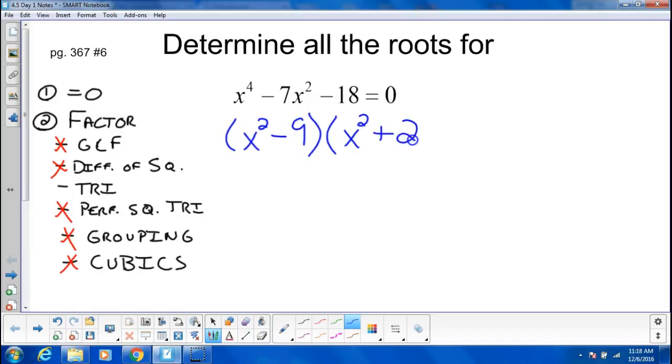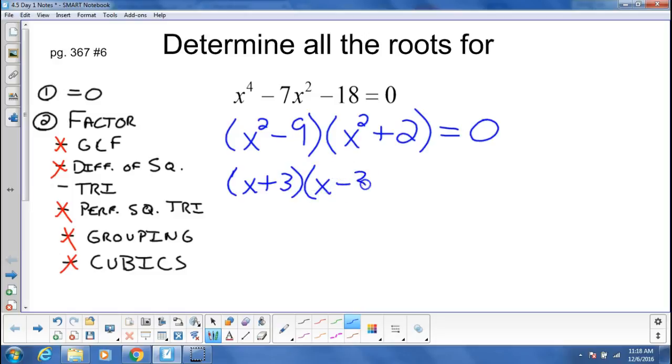Do we agree? Yes? Can it be factored anymore? X squared minus 9 can be factored, because now that is a difference of squares, difference of perfect squares. So that one can be factored to be x plus 3, x minus 3. Can it be factored anymore?